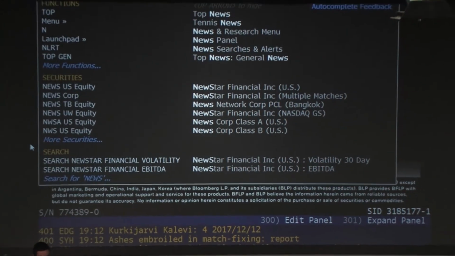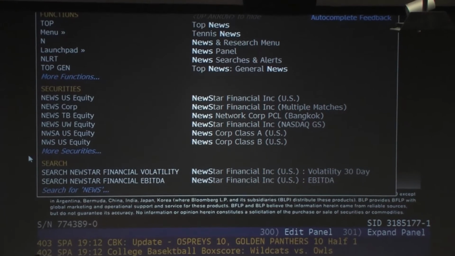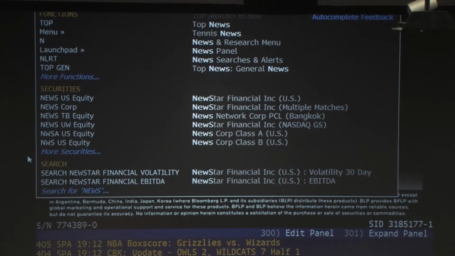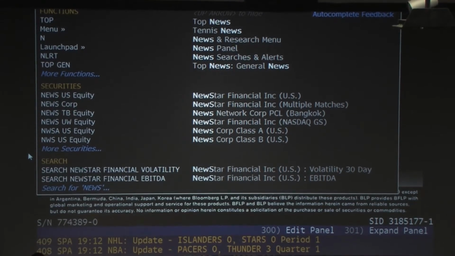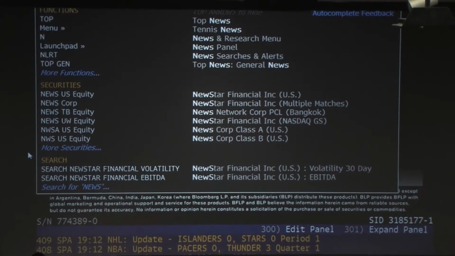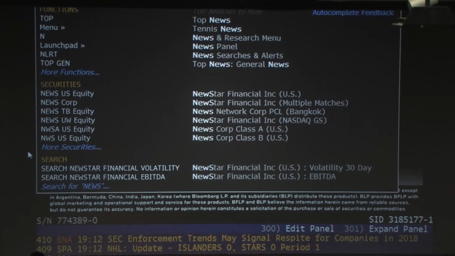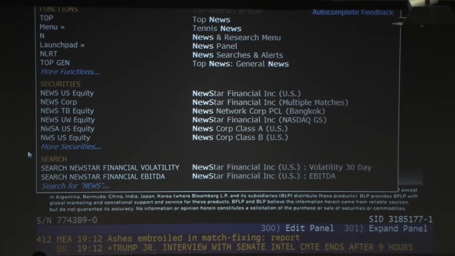So basically, this blue bar at the top is known as the function bar. You enter in functions, and it'll allow you to traverse the terminal. When you enter in something into the function bar, you'll get multiple areas. First, you'll have the functions that are related to it. Then you'll have the securities that might relate to it. There's actually a company that has the ticker news, and you can search the word news and see what will come up in the Bloomberg service.